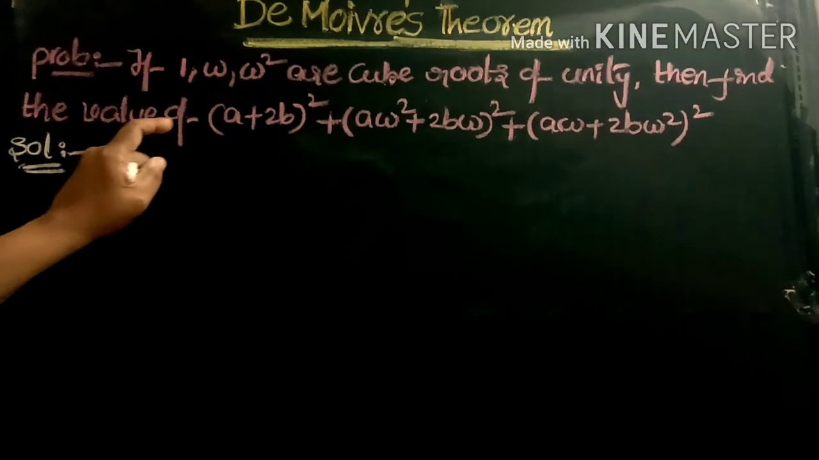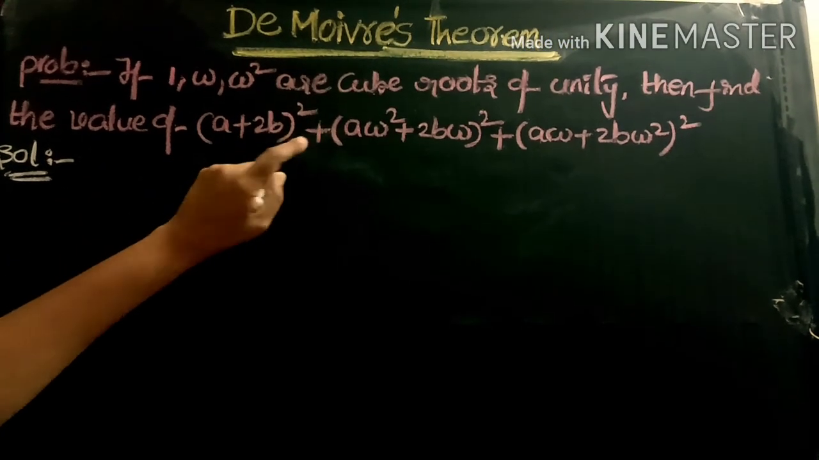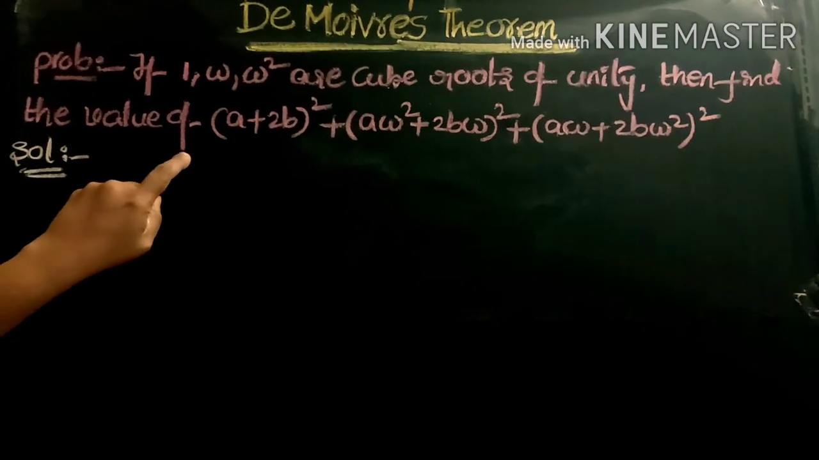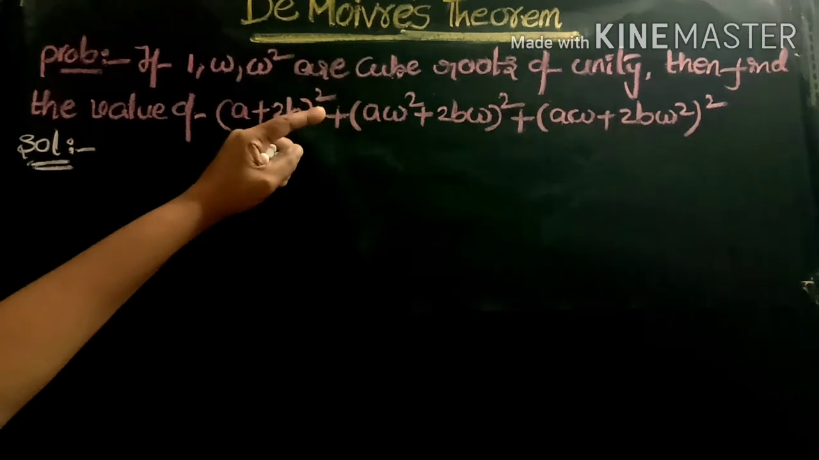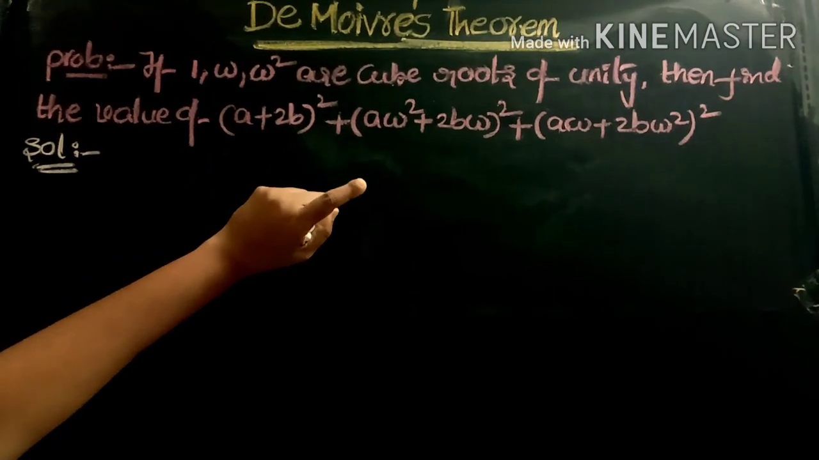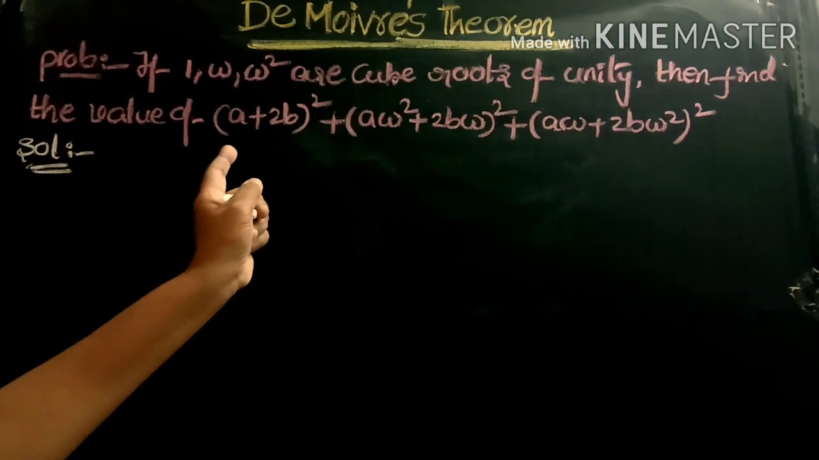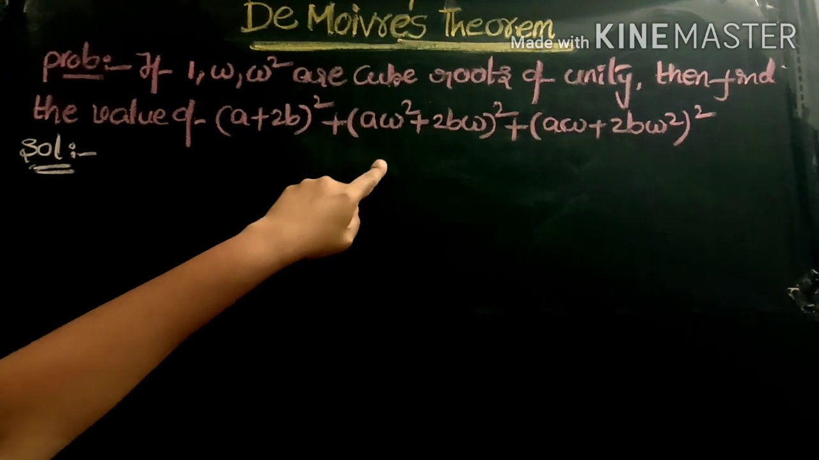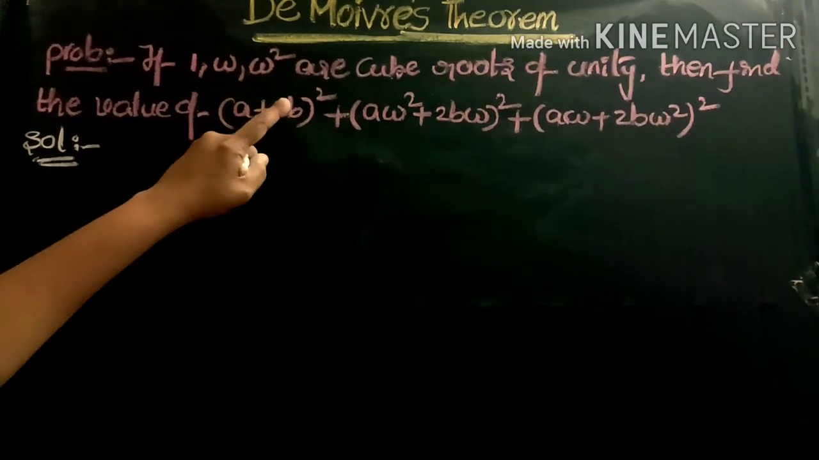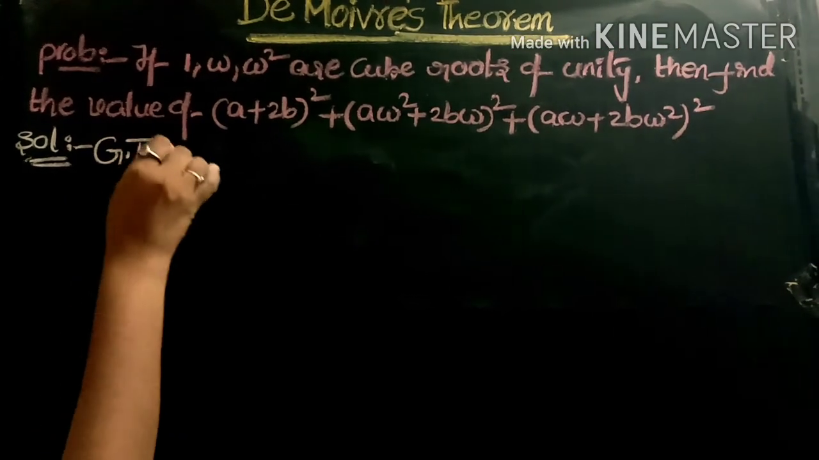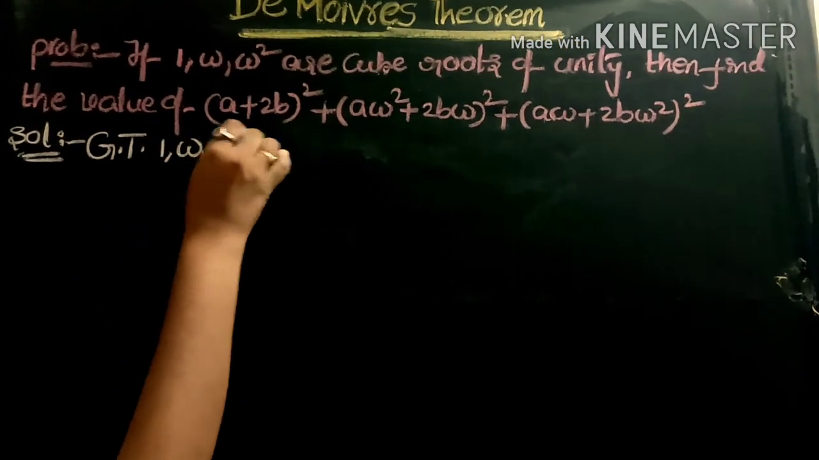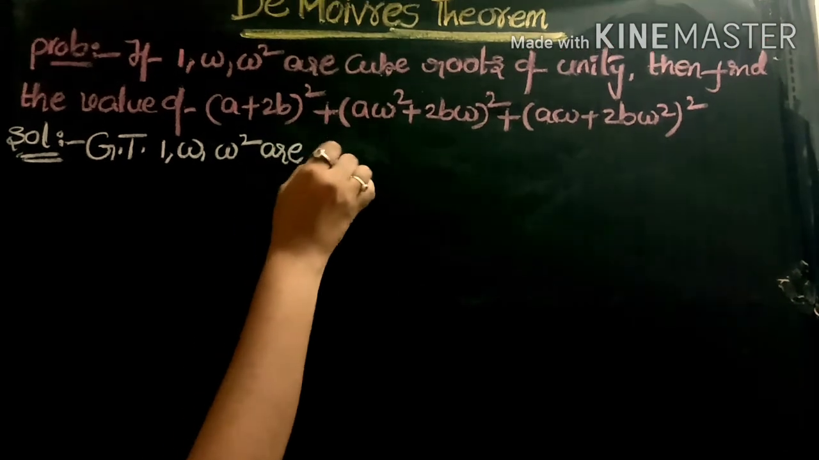Next problem: if 1, omega, omega square are the cube roots of unity, then find the value of (a plus 2b) whole square plus (a omega square plus 2b omega) whole square plus (a omega plus 2b omega square) whole square. Now we want to find the value of this expression given that 1, omega, omega square are the cube roots of unity. So first we write the given condition.